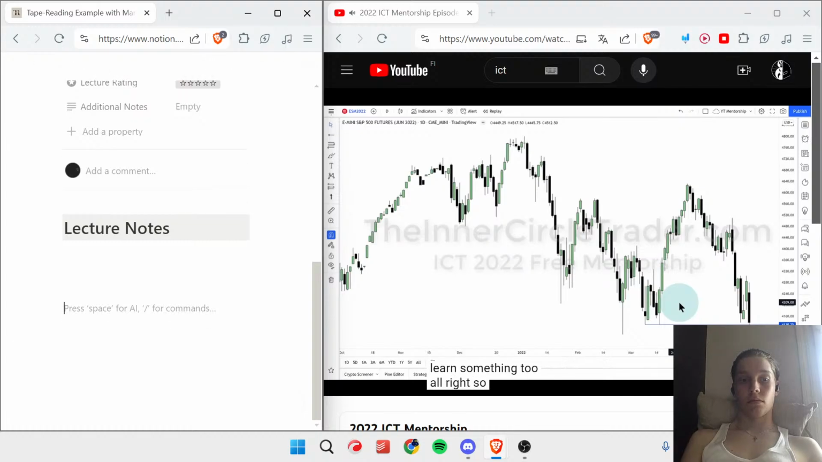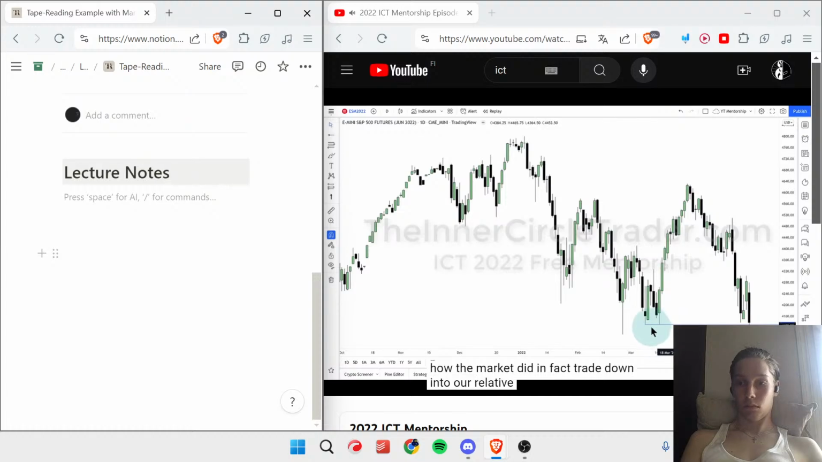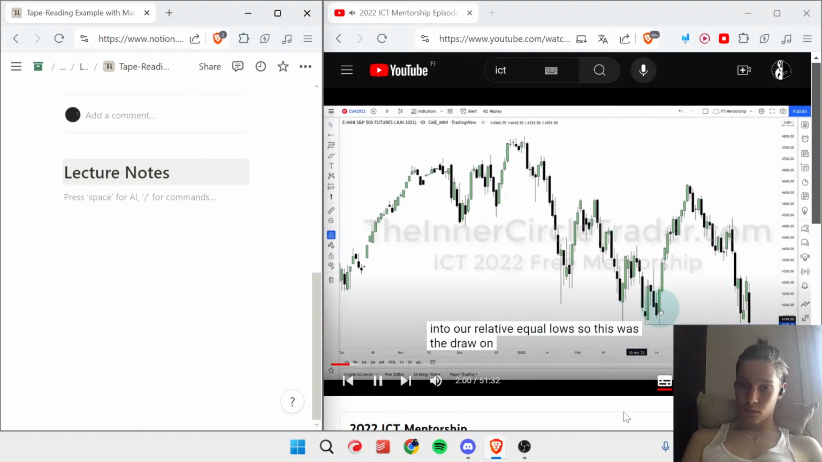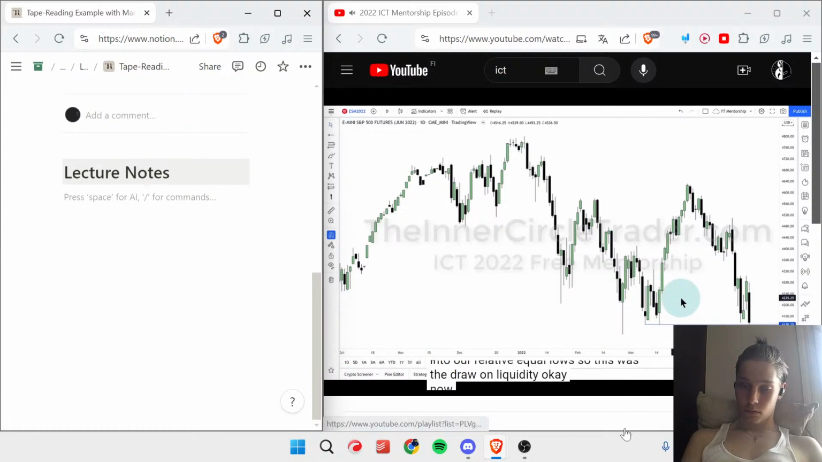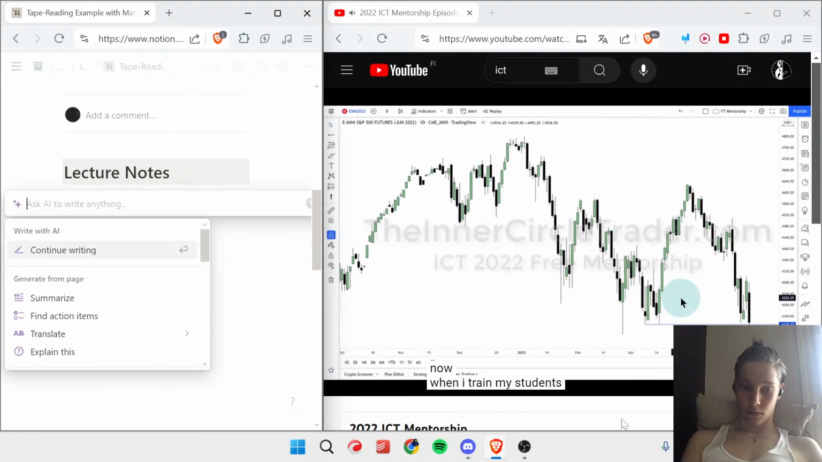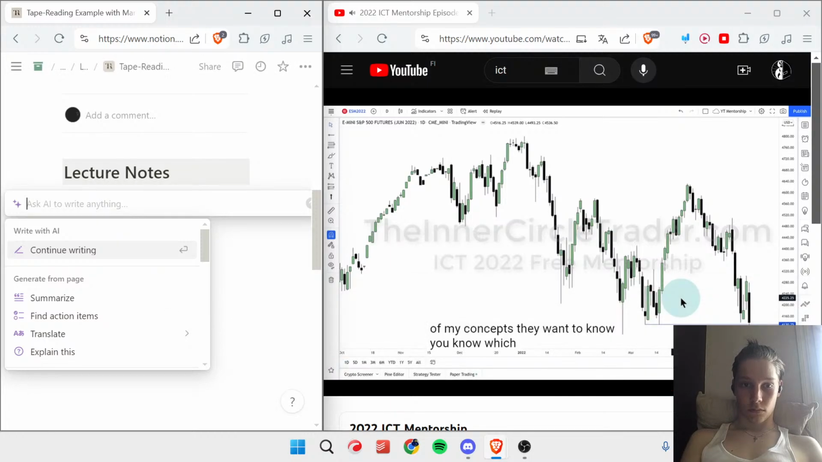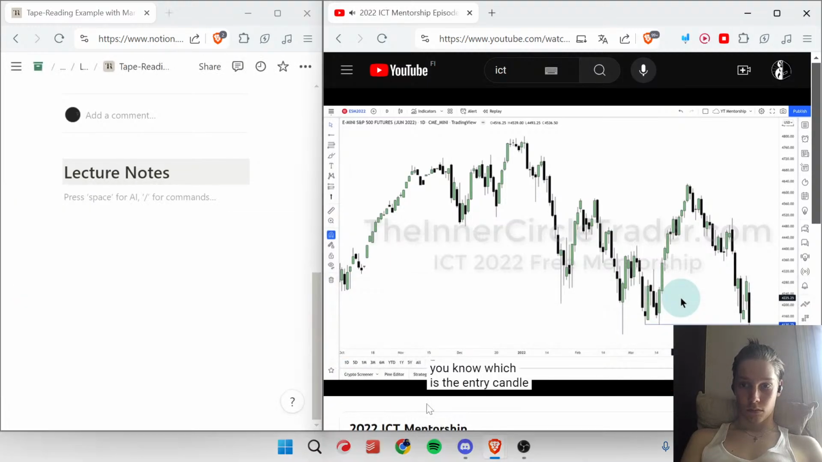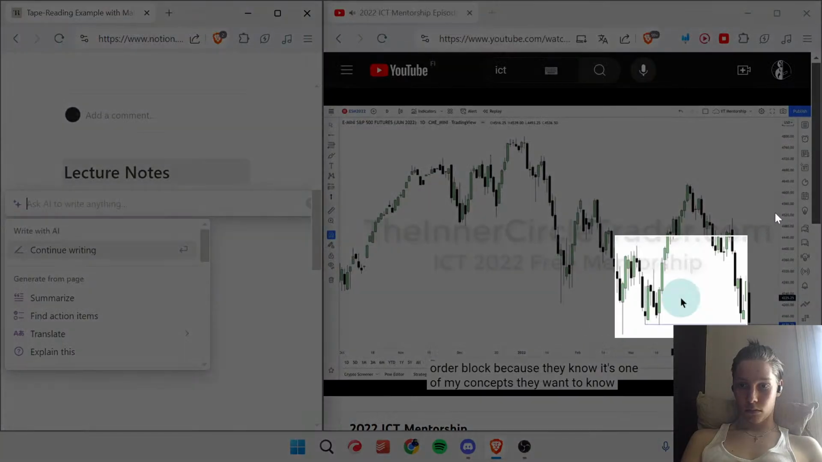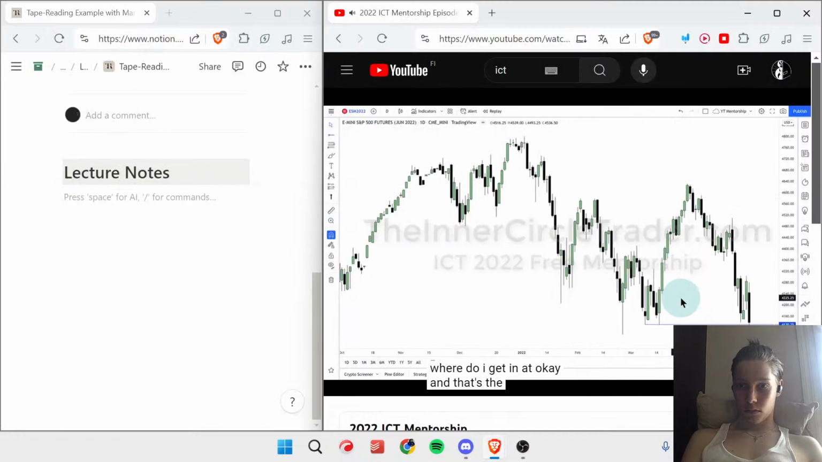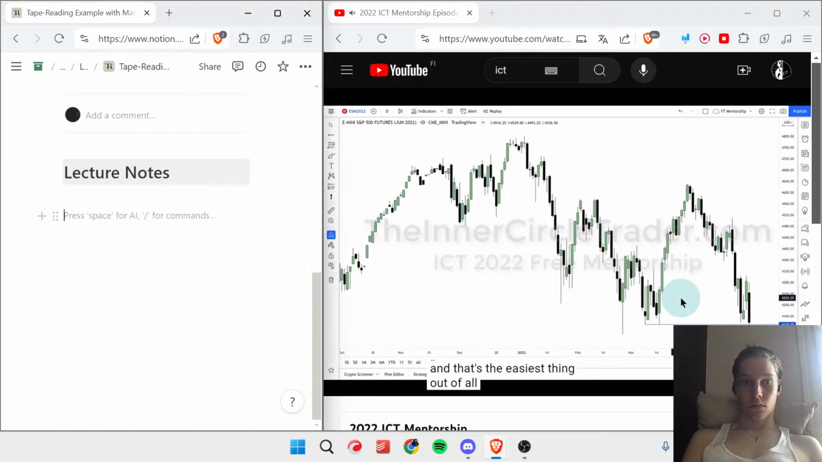All right, so we're looking at how the market did in fact trade down into our relative equal lows. So this was the draw on liquidity. Now, when I train my students and when new students come to me, the first thing they want to know is how to pick the right order block, because they know it's one of my concepts. They want to know, which is the entry candle? What's the entry point? Where do I get in at? And that's the easiest thing out of all the learning.